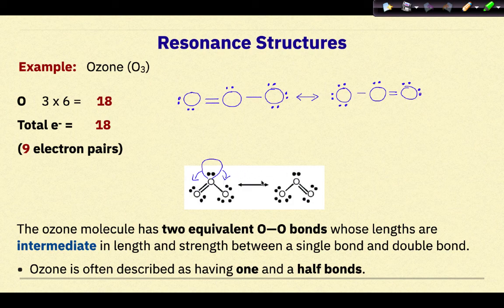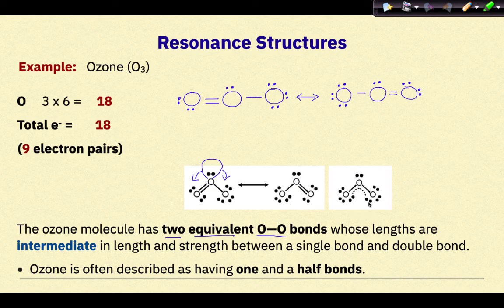But like I said, we'll get more into that in the next unit. The ozone molecule has two equivalent O-O bonds whose lengths are intermediate in length and strength between a single bond and a double bond. Ozone is often described as having 1.5 bonds. Now, how is this 1.5 bond represented?